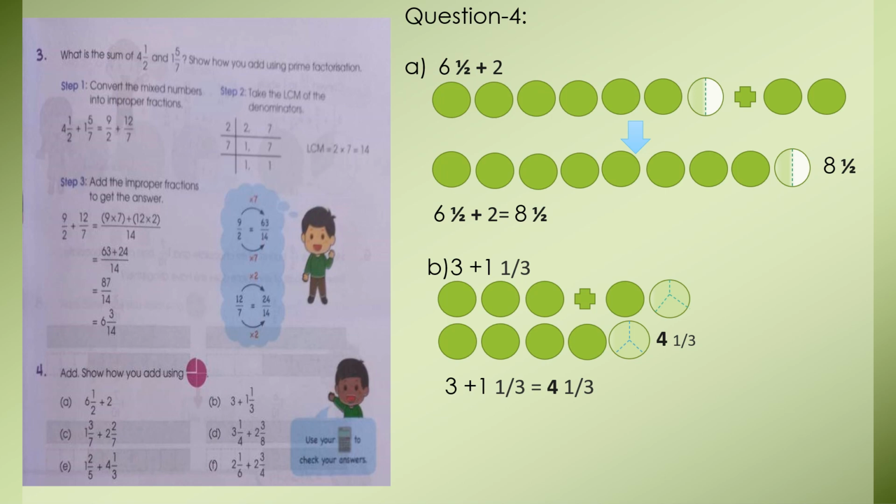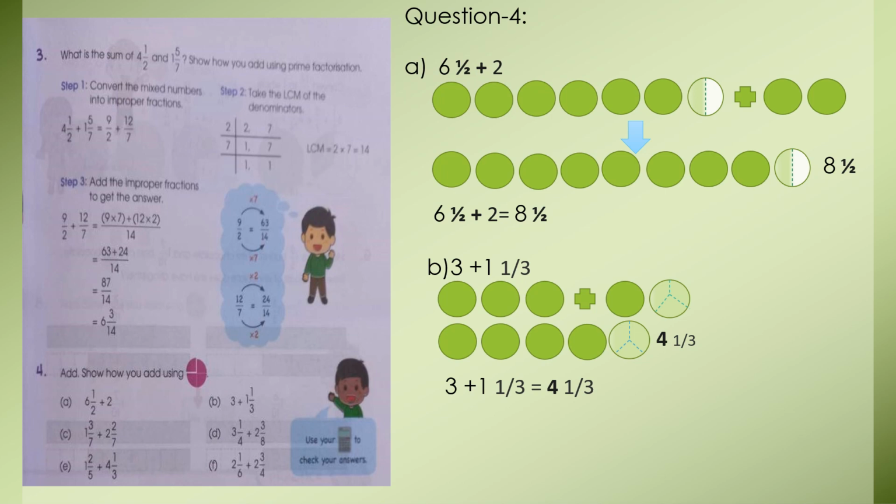and as we know that 7 into 2 is 14, 2 into 7 is 14, so 9 is going to be multiplied by 7, then there is an addition sign, and for 7 into 2 is 14, so 12 is going to multiply by 2. So we have 9 into 7 is 63 plus 12 into 2 is 24 divided by 14, and then we have 87 over 14, and we have further solved it to convert into a mixed number, and the answer is 6 whole number 3 over 14.